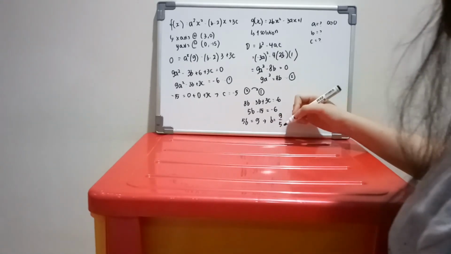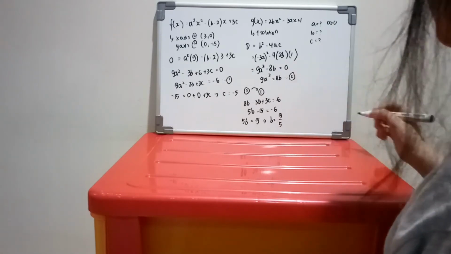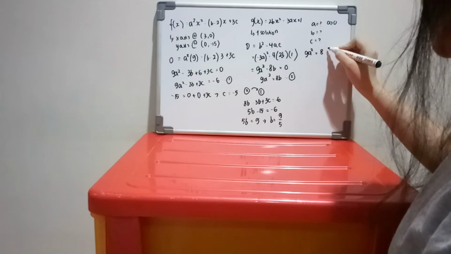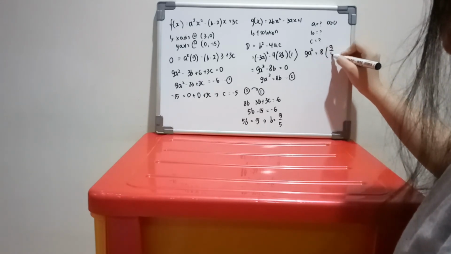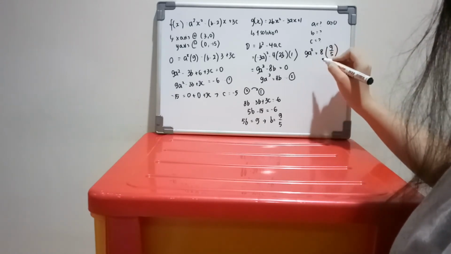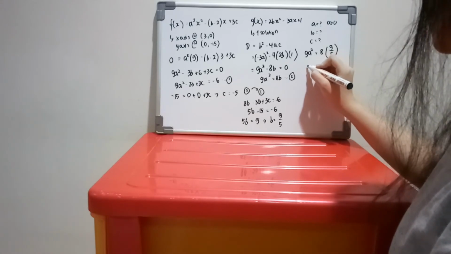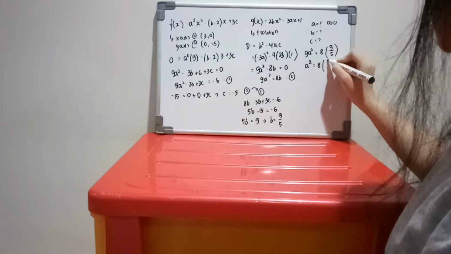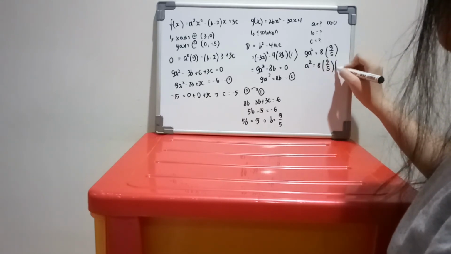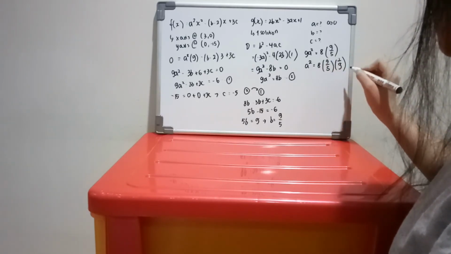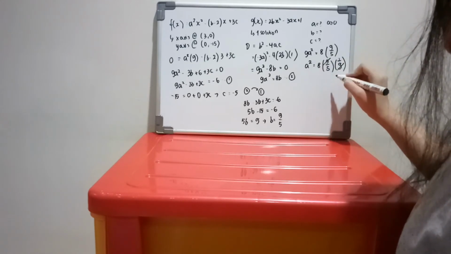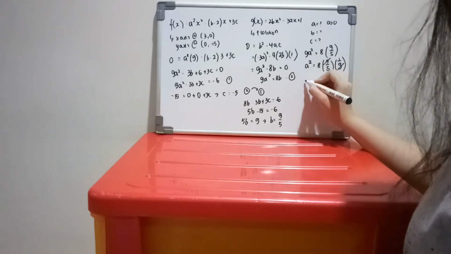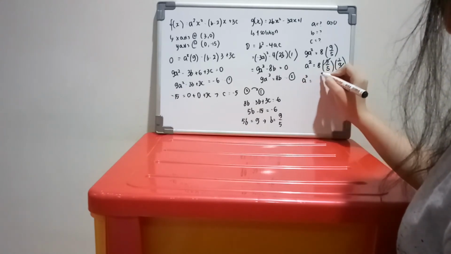We can substitute the value of b back into the second equation, so 9a² equals 8 times b, which is 9 over 5. Divide both sides by 9. So 9 over 5 times 1 over 9. You can cancel 1 over 9 and 9 over 5. You get 1 over 5 left, so a² equals 8 over 5.